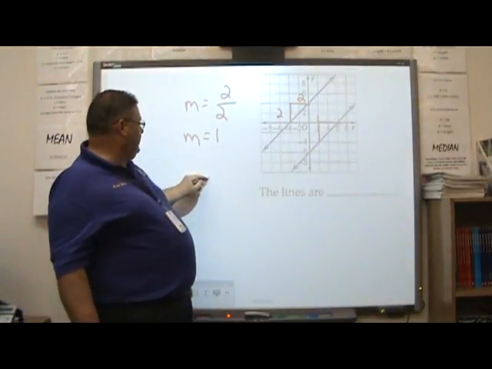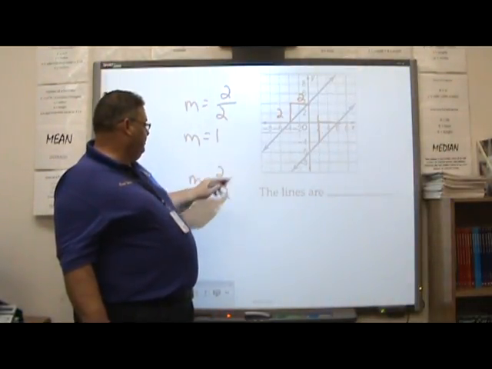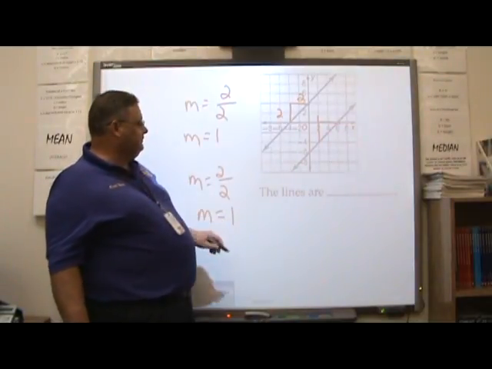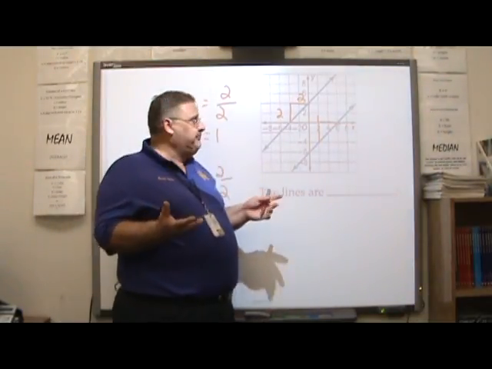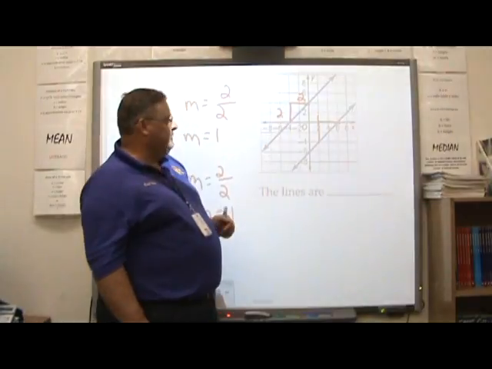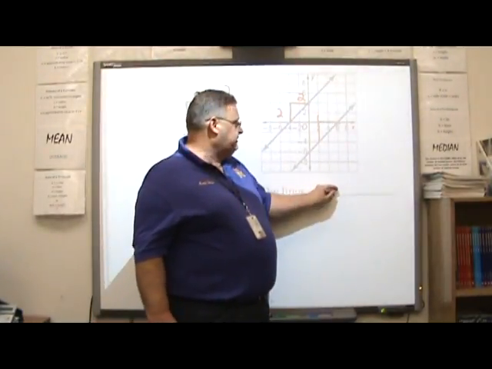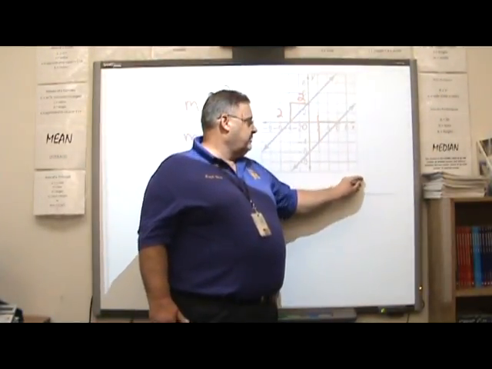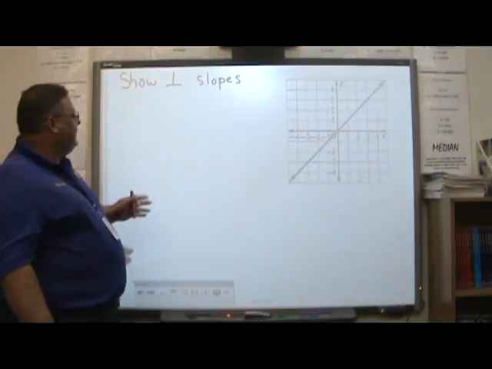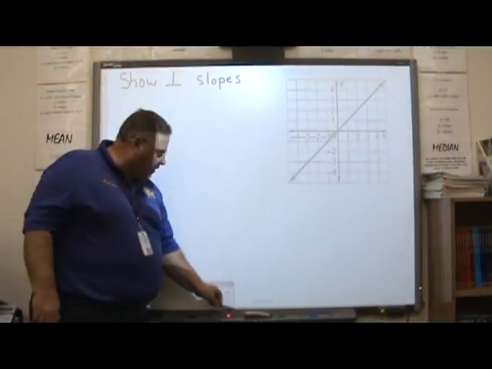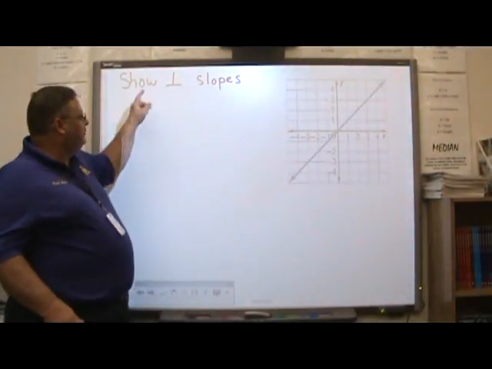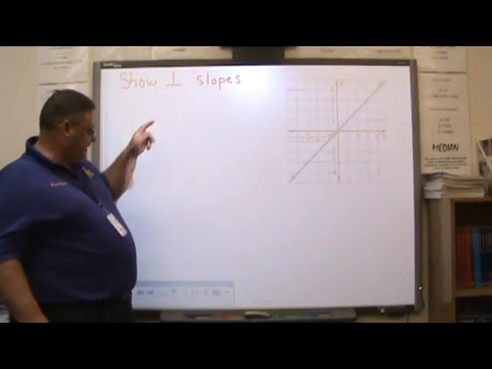So the slope on the other line is 2 over 2, both positive. So my slope is positive 1. And so just another example, here I proved that both of them had the same slope, so now I can say that they are parallel.